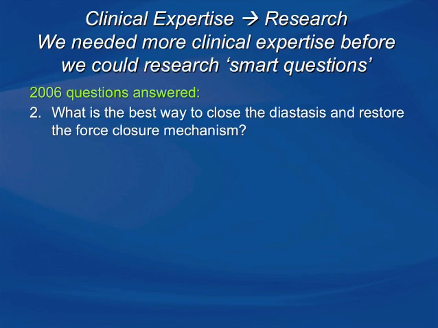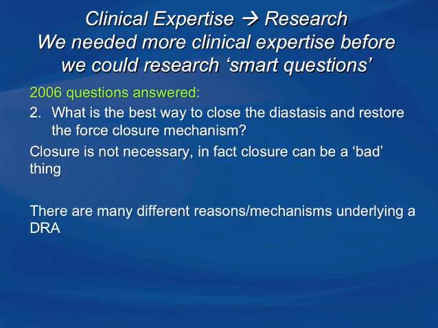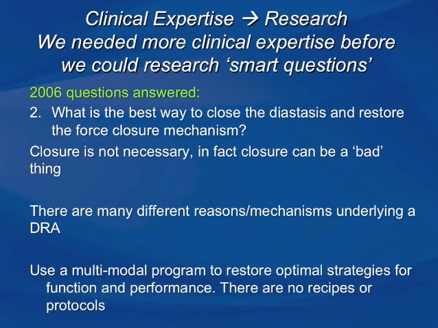What's the best way to close the diastasis and restore the force closure mechanism? Well, it's still valid and true that the force closure mechanism is what we're restoring, it is what we're going after. But what we know now is that closure of the diastasis is not necessary for the restoration of function. In fact, in some, closure can really be a bad thing. It depends on the strategy the person is using that's resulting in the narrowing or the closure. There's many different reasons and mechanisms underlying a DRA. There's no such thing as a recipe or one exercise program that's going to fit all women or individuals with this condition. No protocols. You really need a multimodal program to find the primary driver and to restore optimal strategies for the trunk.